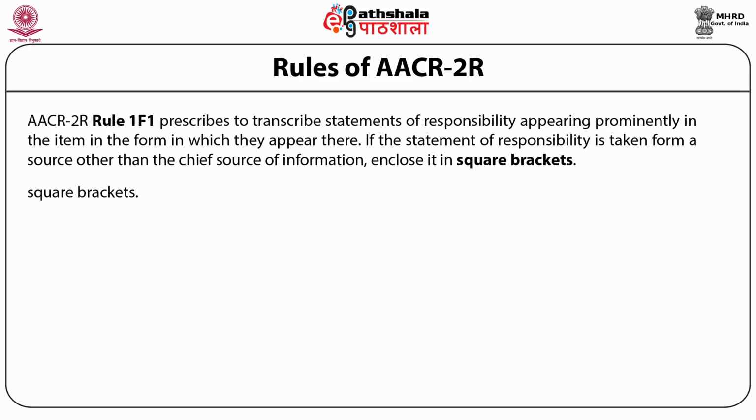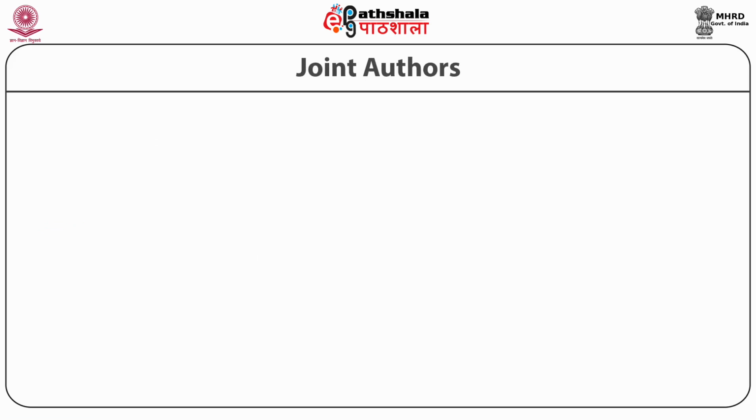AACR-2 rule number 1F1 prescribes to transcribe statements of responsibility appearing prominently in the item in the form in which they appear there. If the statement of responsibility is taken from a source other than the chief source of information, enclose it in square brackets. Example, Principles of Auditing by J. N. Saxena.